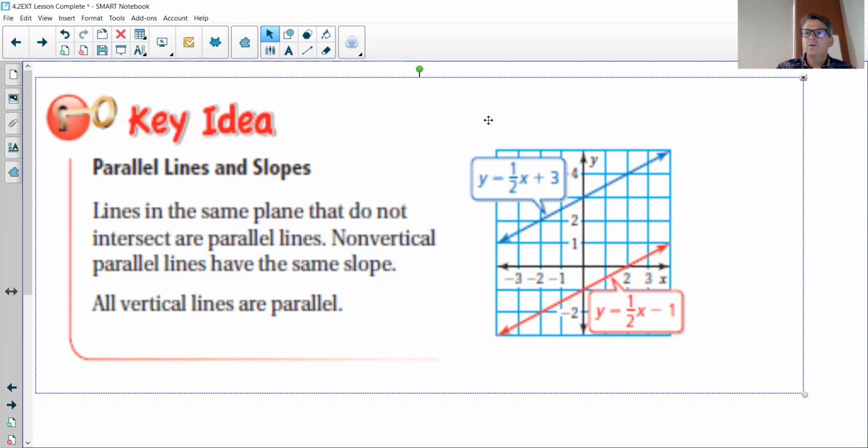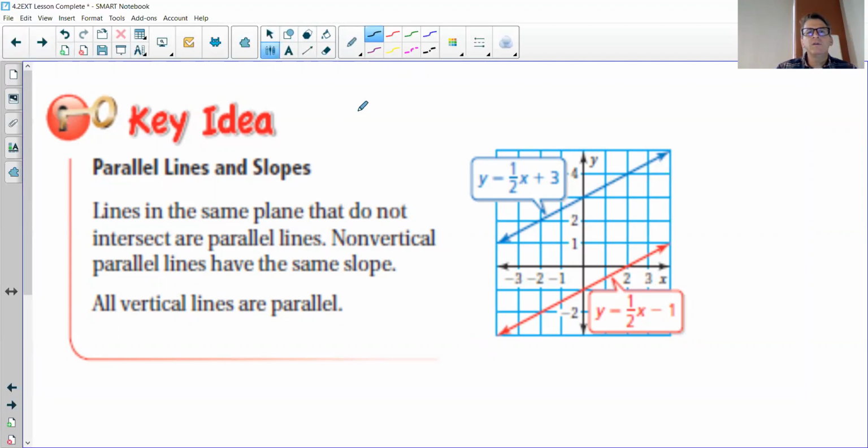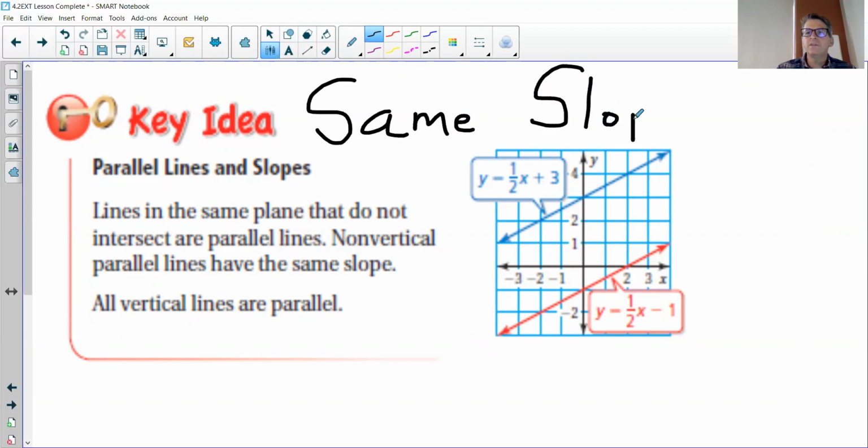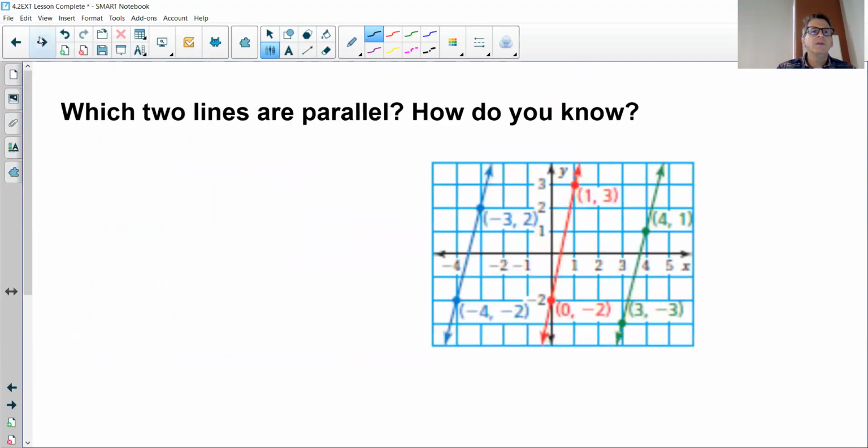So when you're talking about two lines that are parallel, they basically will never intersect. So any non-vertical parallel lines have the same slope. So let's take a look. This is what you're going to be looking to do. Just keep in mind we're looking for the same slope. This is the first type of question you're going to be asked.